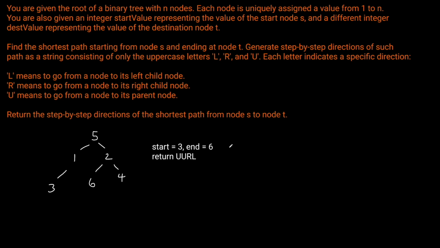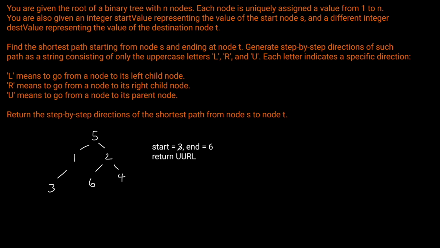Generate step-by-step directions of such path as a string consisting of only the uppercase letters L, R, and U, sorry. Each letter indicates a specific direction. L means go left, R means go right, U means go up to the parent node. Return the step-by-step directions of the shortest path from node s to t.